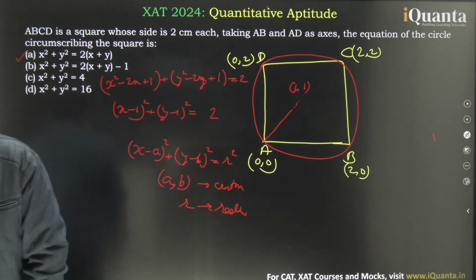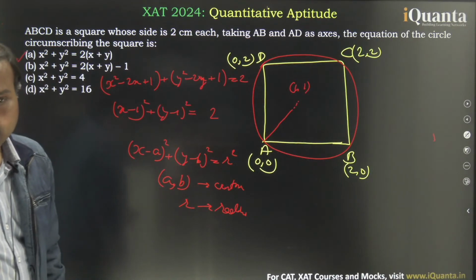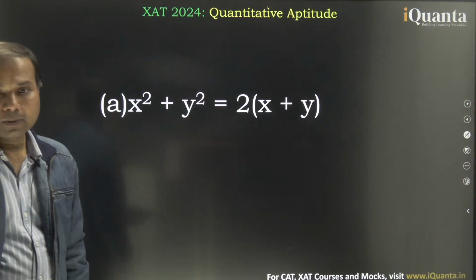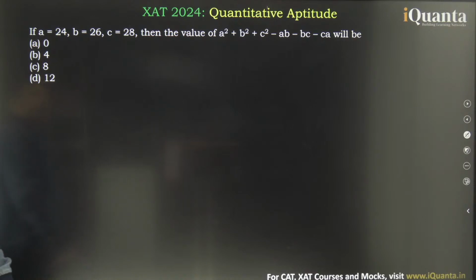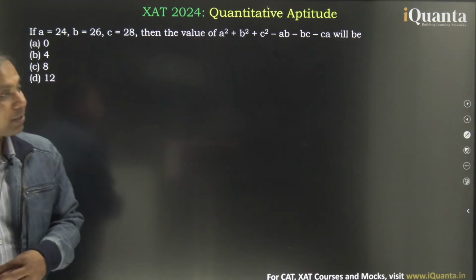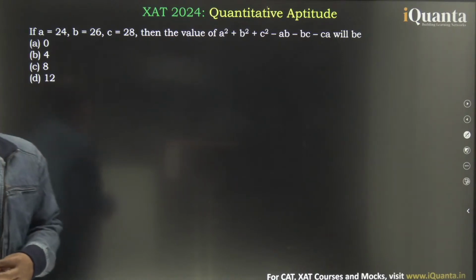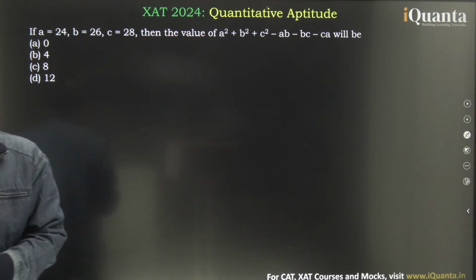Okay. Last question for the day now on your screen. Here it is. If a is 24, b is 26, c is 28, then the value of a square plus b square plus c square minus ab minus bc minus ca will be. Find it fast.